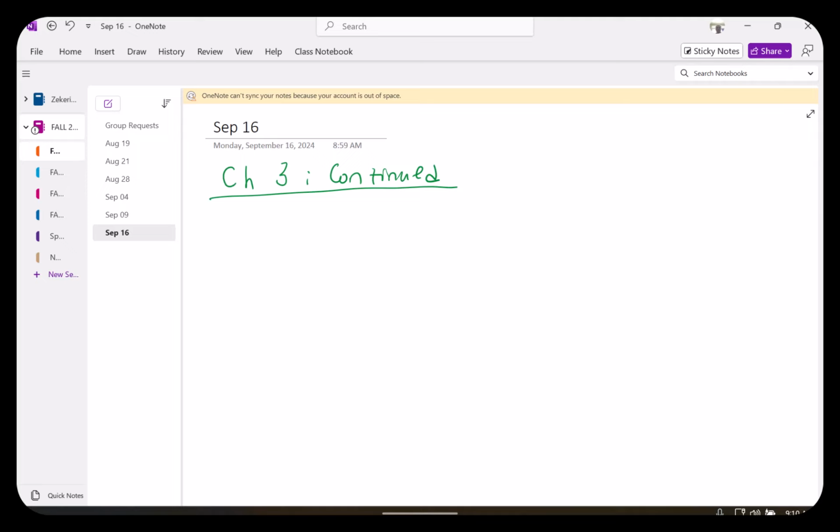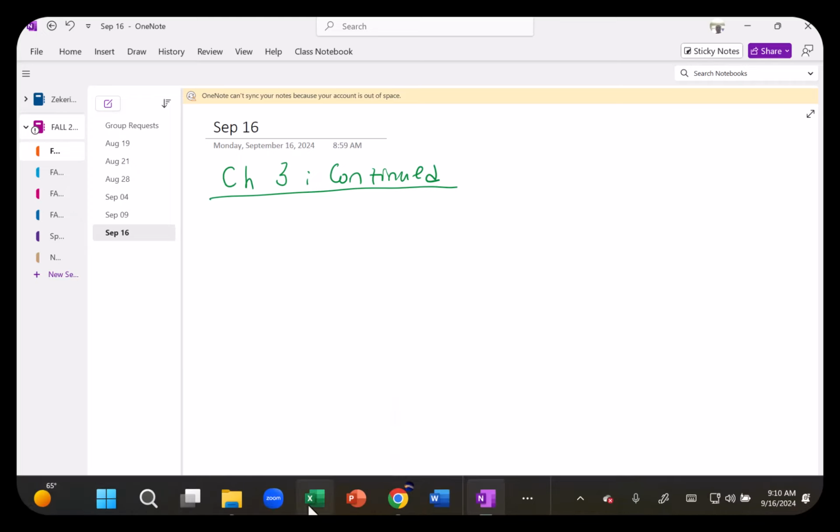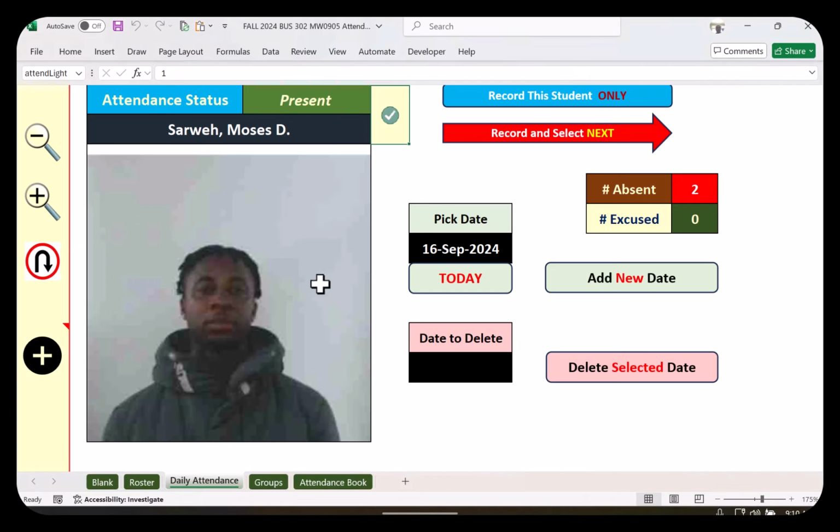We talked about some basic financial ratios. Among those, the common size income, common size financial statements. We talked about short-term and long-term solvency ratios. What was your name? Warren?